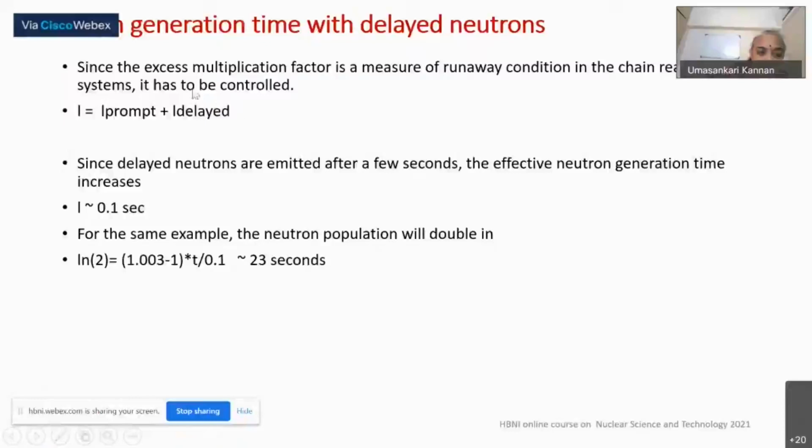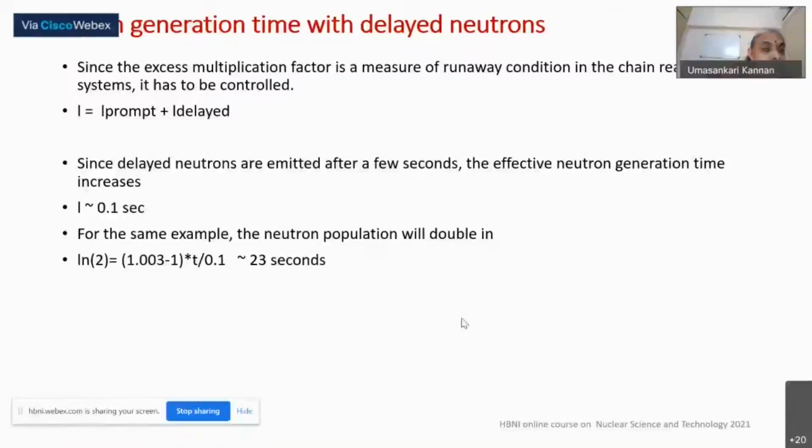And because of the presence of delayed neutrons, which have about 55-second half-life, 23-second half-life, and so on, your mean generation time is actually not in the form of milliseconds. It is going to be greater, which is 0.1 seconds. So for the same example, the neutron population will double in 23 seconds and not in 0.23 seconds, which is a safe situation. So delayed neutrons basically help in controlling the chain reaction.